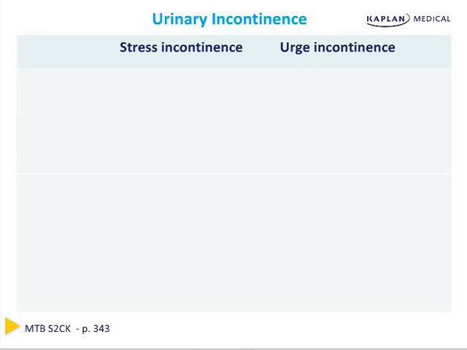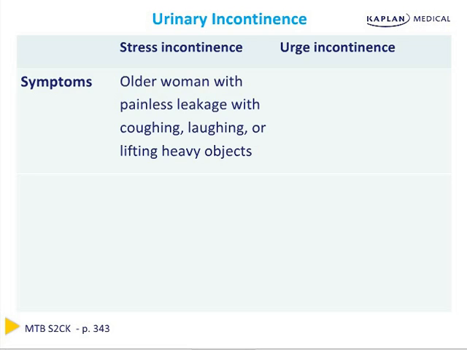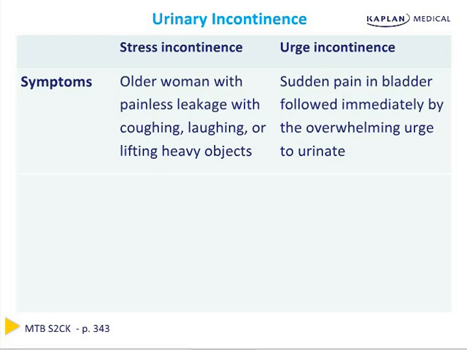Now let's shift gears and talk about the two major types of urinary incontinence. The difference between stress and urge incontinence are highly tested on the USMLE Step 2. The difference in symptoms is key because it will help you read through a clinical vignette and make the correct diagnosis. If the clinical vignette is trying to point you in the direction of stress incontinence, they will often describe an older woman who has painless leakage of urine when she's coughing, laughing, or lifting heavy objects. In contrast, a patient with urge incontinence will experience a sudden pain in their bladder followed immediately by the overwhelming urge to void.